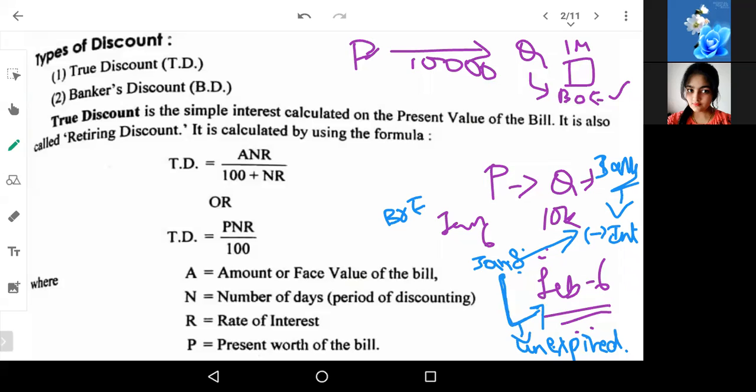So for this time, the bank will deduct a small part of money, which is called interest, and the leftover they will give back to Q. Now let's say out of 10,000, they have deducted 200 rupees. So the remaining 9,800 rupees will be paid back to Q. Okay, so this whole procedure is called bill discounting. Did you all understand the concept? Understanding the concept is very important here.